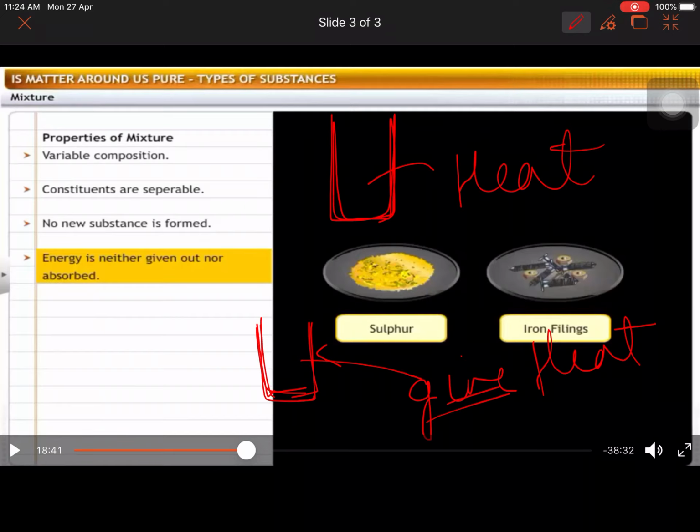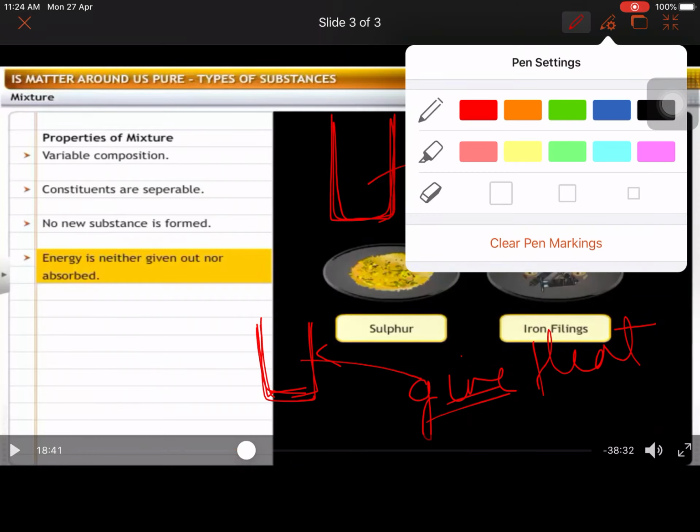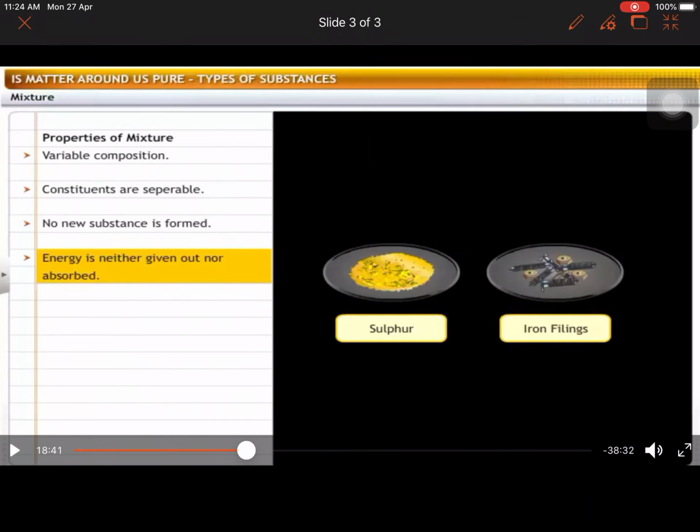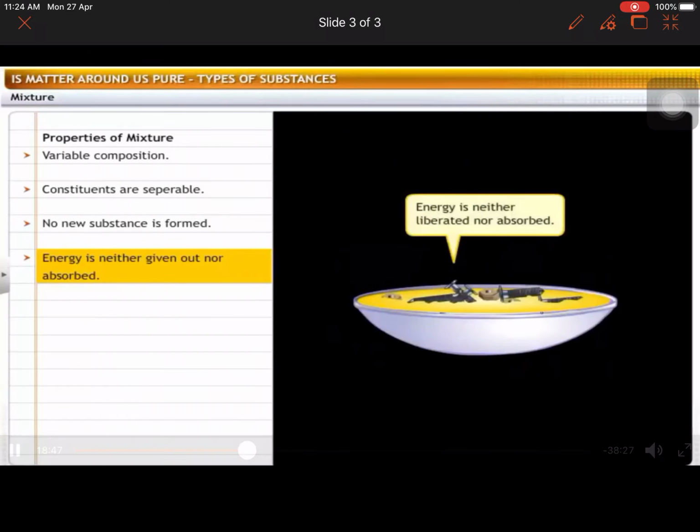So in a mixture, there is no heat transfer, neither inward nor outward. That is why in a mixture, there is no heat gain or heat loss, right? No heat is absorbed. No heat or light energy is liberated or absorbed when iron filings and sulfur are mixed together.